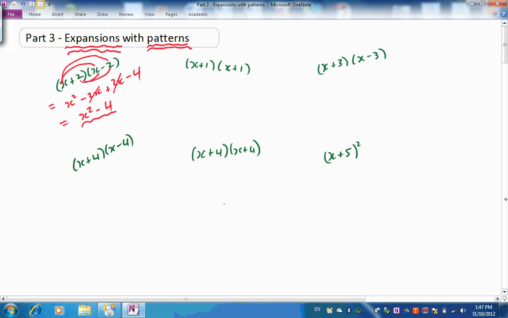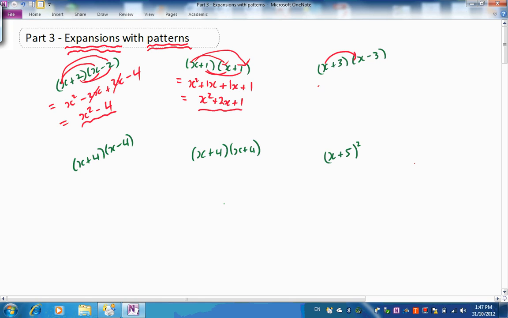Let's do another one. This one here, let's do that. x by x is x squared. x by 1 is 1x. 1 by x, another 1x. 1 by 1 is 1. So this is x squared plus 2x plus 1. Starting to look different.